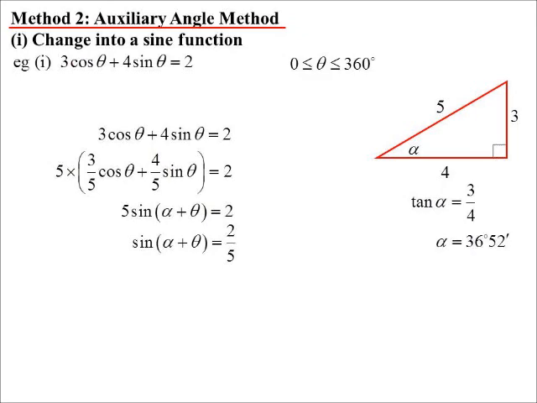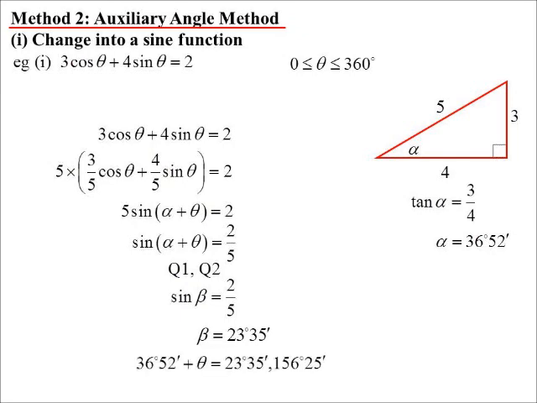Now alpha, approximation over there, I've done 36 degrees 52. I'm in quadrant 1 or quadrant 2. The sine of beta I'm using for the acute angle. The acute angle would turn out to be 23 degrees 35. So in the first quadrant, I'm 23.35. Second quadrant, I'm 156.25. But remember, that is alpha plus theta.